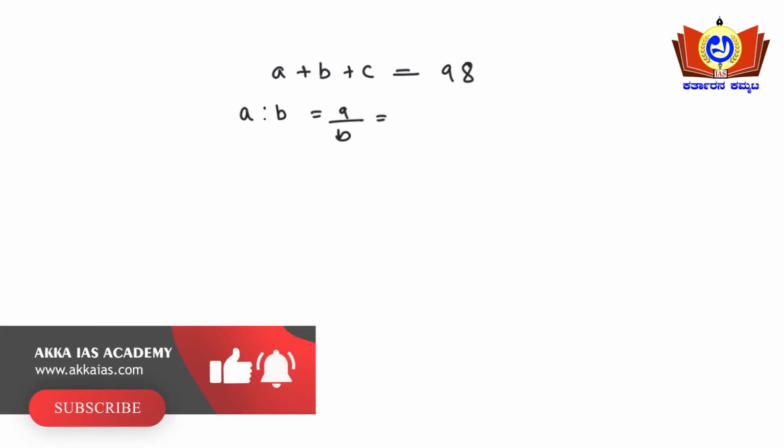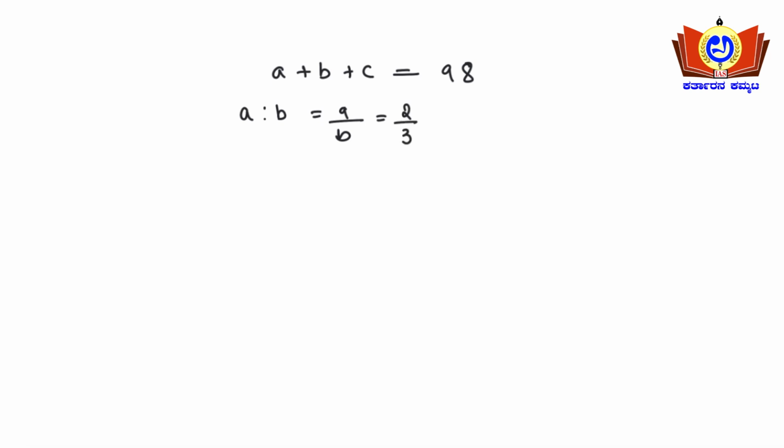See, what they have given is the sum of three numbers. Let the three numbers be a, b, c. a plus b plus c becomes 98. And the ratios given are a by b, that is 2 by 3, and b by c, that will be 5 by 8. The question asks us to find the second number, what is b.